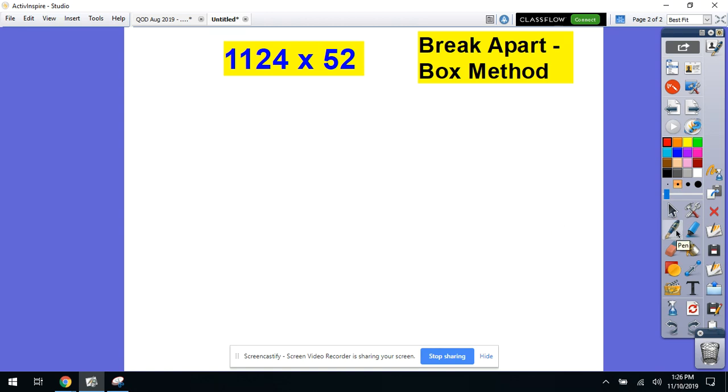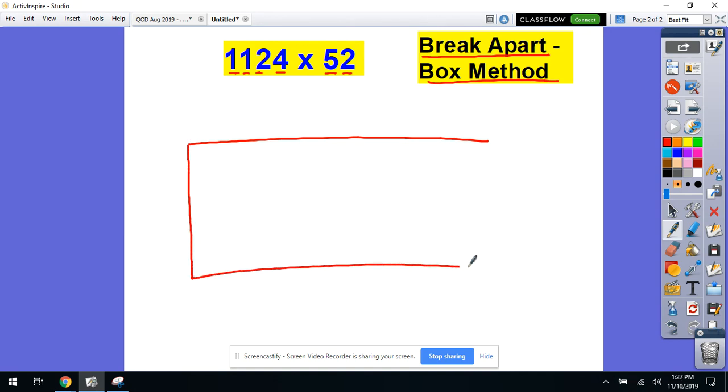Today we are going to show you how to do a 4-digit times a 2-digit number using the break apart box method. Some of you call it break apart, some of you call it box method. It's the same thing. First of all, how many digits do you see in your first number? 1, 2, 3, 4, right? Okay, so how many digits do you see in your second number? 2. Okay, so my box is going to be a 4 by 2 box.